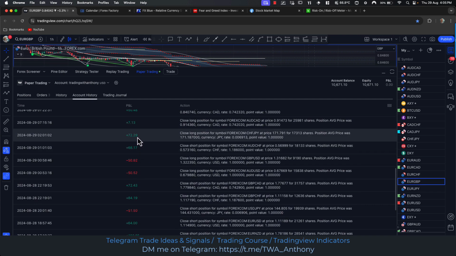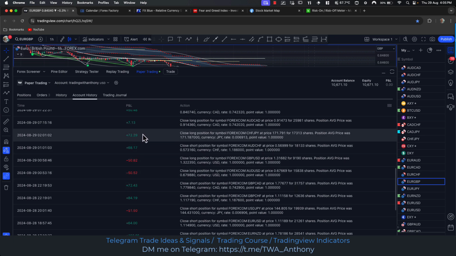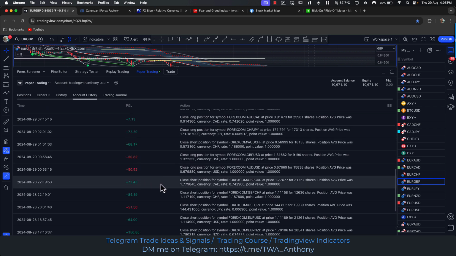I've been setting the target at 1 to 1.5 by default. So that's why these are around $70, and the stop loss hit was around $50, give or take.